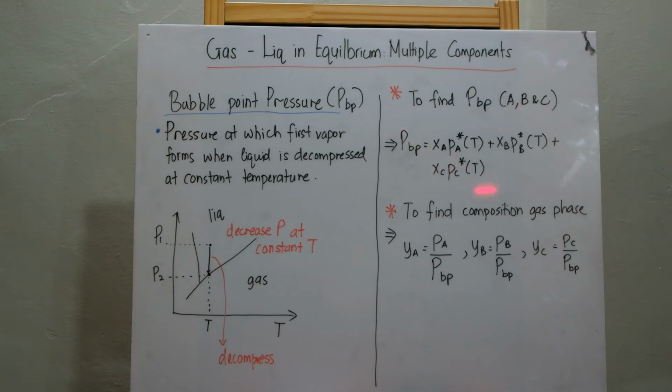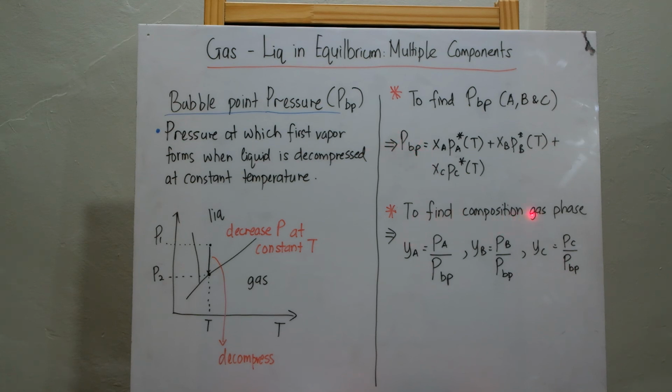Okay, so you can calculate. It's easier than the previous one where we had to find bubble point temperature, because for bubble point pressure this is just a calculation. This is just the equation. We do not need to use trial and error because we know T. We put it into this equation for each of these components, then you get your bubble point pressure.